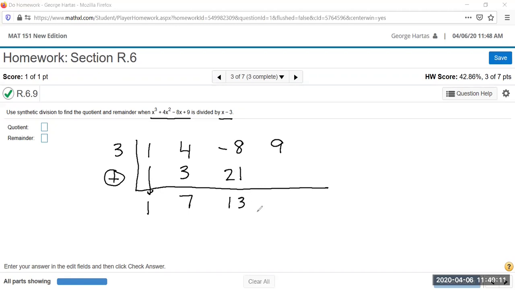21 minus 8, 13. 3 times 13, 39. Add. And that gives us 48. So that's the computation part of the synthetic division. This number here on the right-hand side is the remainder, right here.